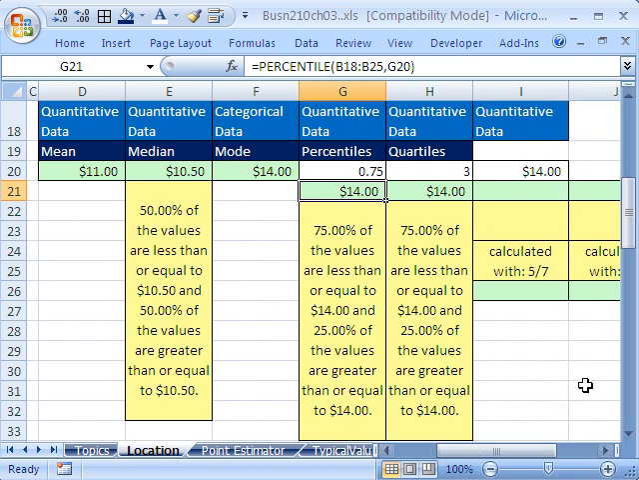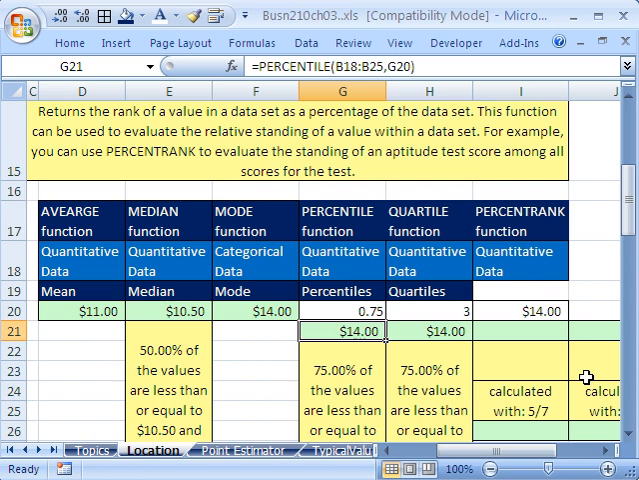Now we want to talk about one other location measure. It's the percent rank. Look at this. For percentile and quartiles, we gave it the 0.75, or the third quartile, and it spit out the number. So if we want to figure out from a data set of CPA exam scores, we give it 0.75, and it gives us the value, which says 75% below, 25% above. But what if you had the value 14, and you wanted to find the percentage? That's where the percentile rank function comes in.